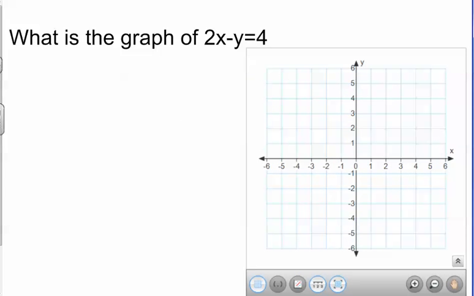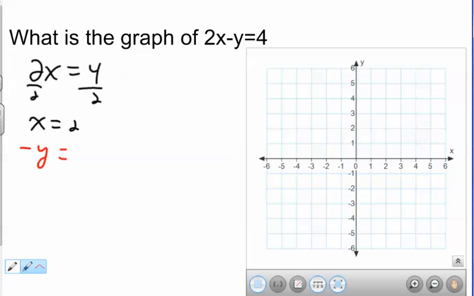What is the graph of 2x minus 4y equals 8? What you need to do first is find your x-intercept, so ignore the y. So now you divide both sides by 2. And so now you have x equals 2. And then go ahead and plug in for y, so ignore the x. Then y is negative 4. So my x-intercept is 2 comma 0 and my y-intercept is 0 comma negative 4.